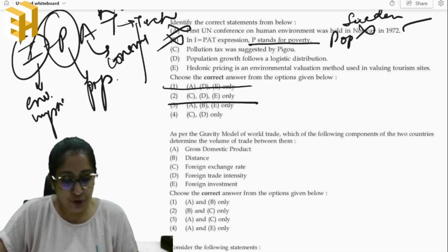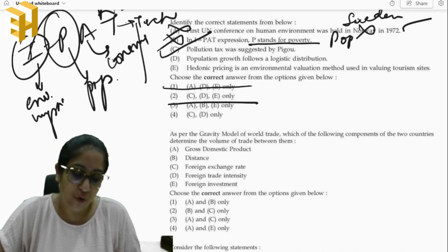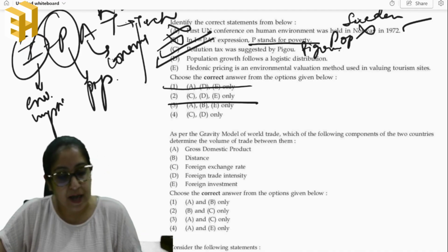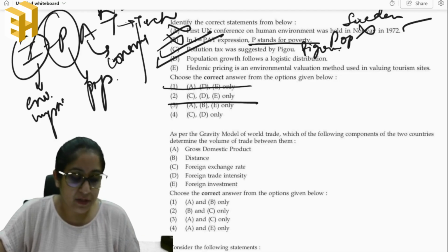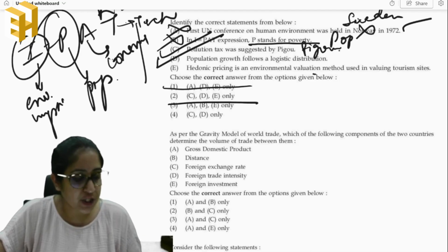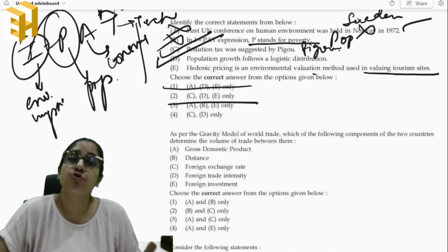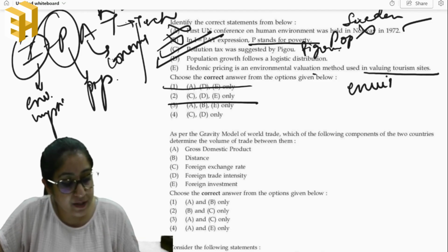Then pollution tax was suggested by Pigou. That's true. It is also known as Pigouvian tax. Population growth follows a logistic distribution. That's also true. And hedonic pricing is an environmental valuation method used in valuing tourism sites. No, it is basically used to evaluate the value of your environmental amenities.